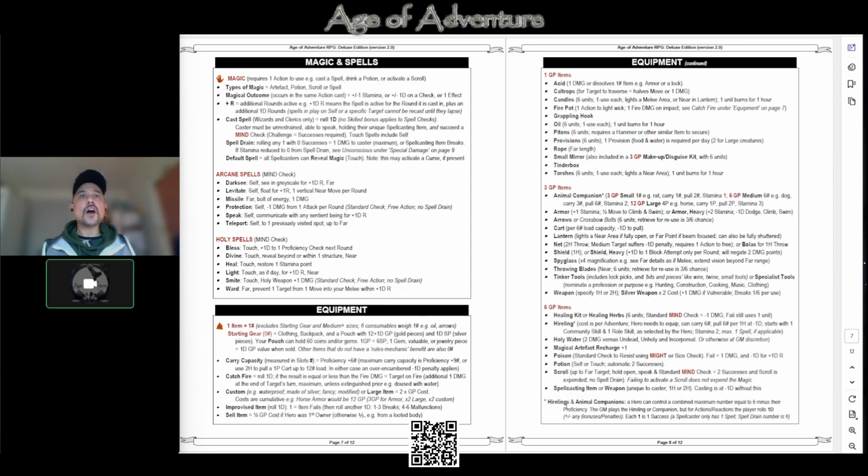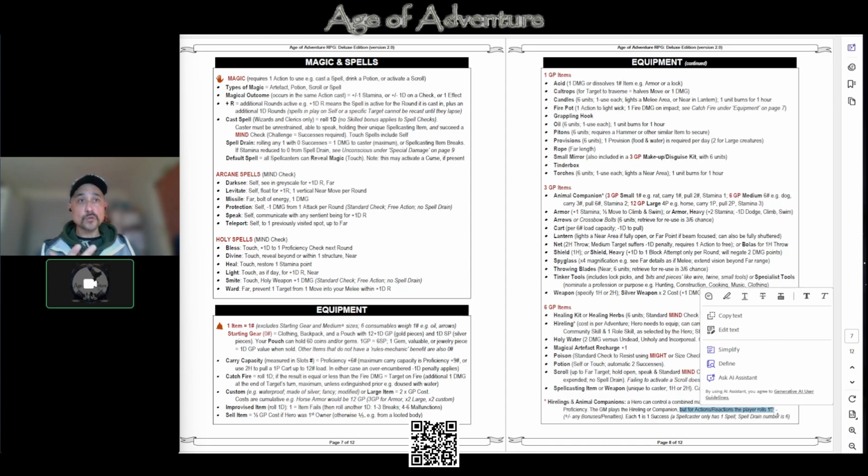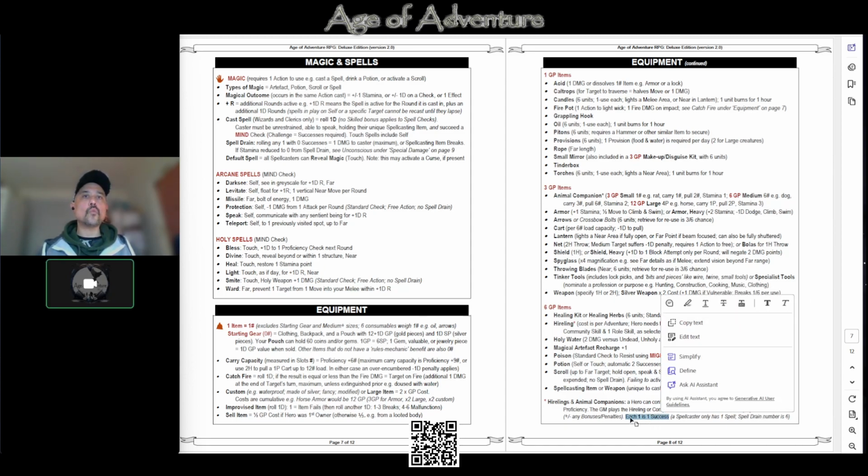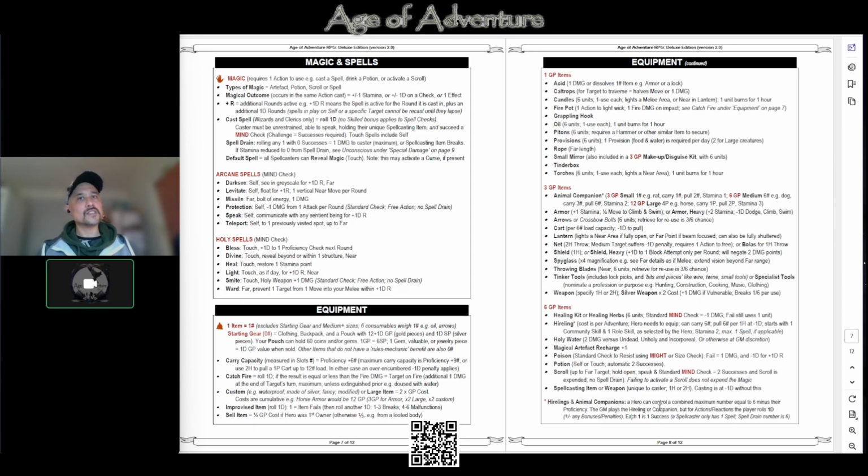But with hirelings and animal companions, you'll see here, for actions and reactions, the player rolls 1 dice for them, and they only succeed on a roll of 1. So a 1 is 1 success. So they're not as effective as player characters, which is how it should be, but they are useful for increasing your carry capacity, because essentially they can carry, as an example, hirelings can carry 6 items, so they can help you carry torches and your provisions and stuff like that.